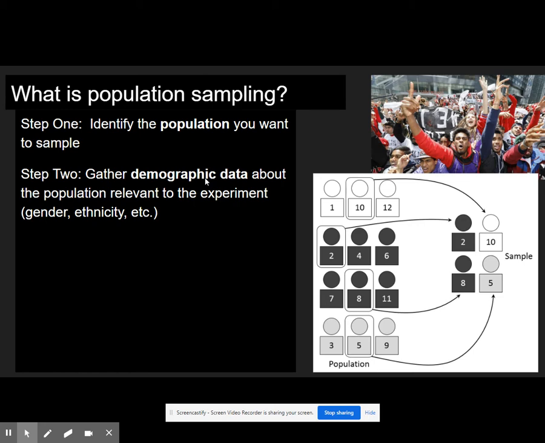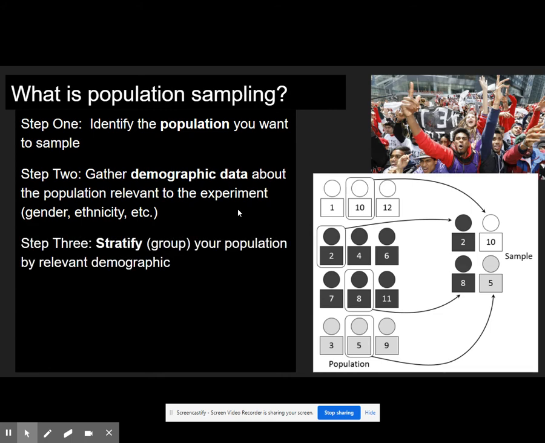So if the experiment is we want to understand what kind of gear they would purchase, then maybe gender would be important. If you're buying a gender-specific item, that's probably what's going to be relevant there. So we take our population, and after we gather demographic data, we decide which demographic data was important. For example, if we were doing a study on restrooms at the Raptor Arena, then maybe again gender would be important.